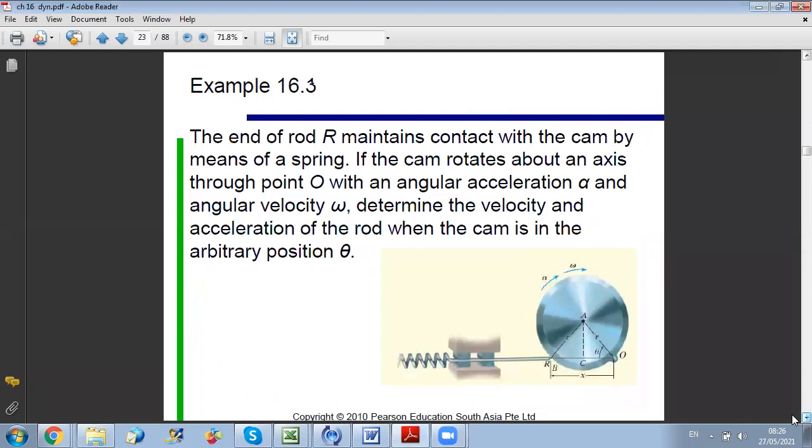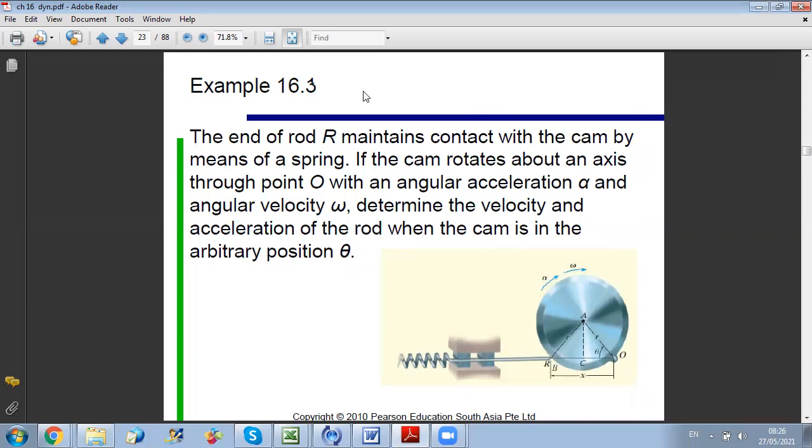Let us do another problem. The end of rod R maintains contact with the cam by means of a spring. If the cam rotates about an axis through point O with an angular acceleration alpha and an angular velocity omega, determine the velocity and acceleration of the rod when the cam is in an arbitrary position theta.